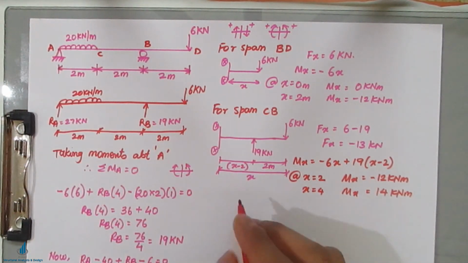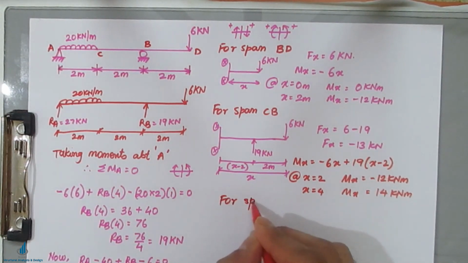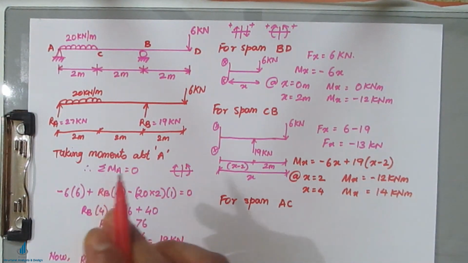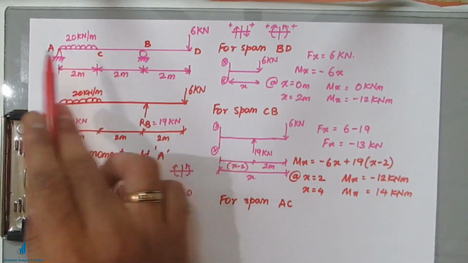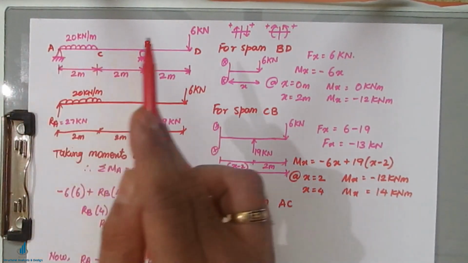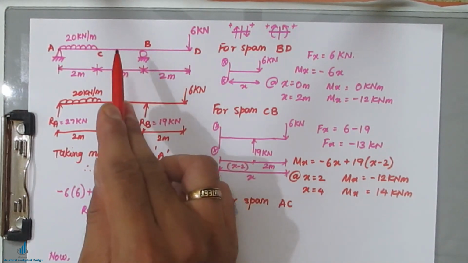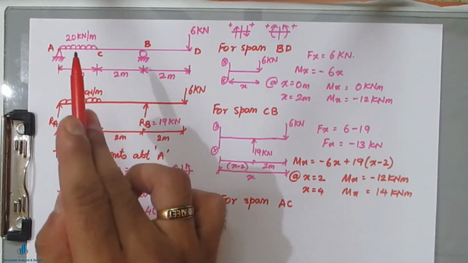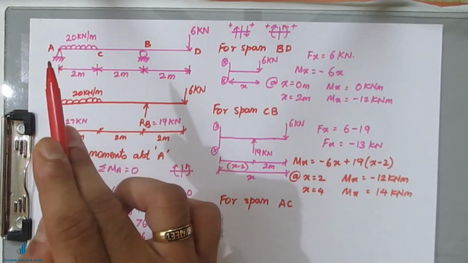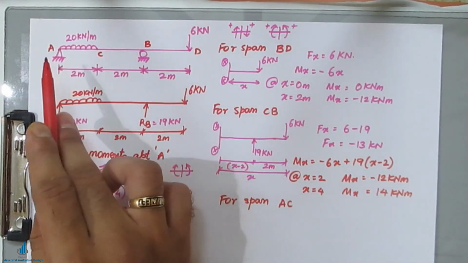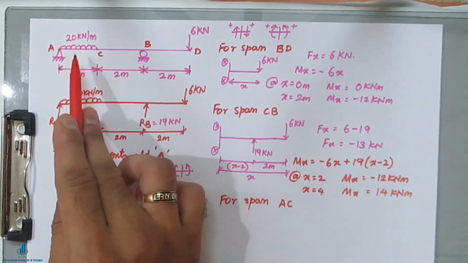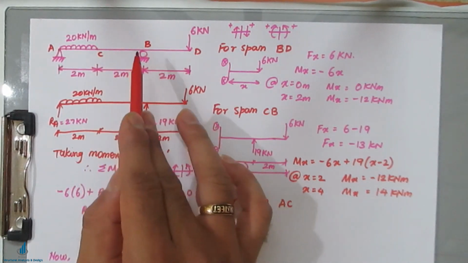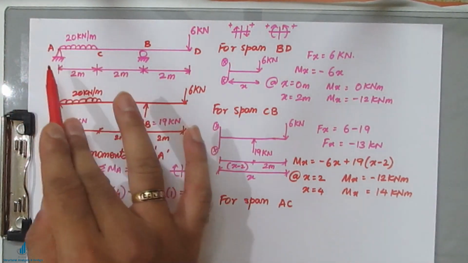Now for span AC, you have two options. Either you can come from the right hand side or from the left hand side. If you come from the right hand side, the calculations will be more, and if you choose the left hand side, the calculations will be less. It depends upon you. To make the calculations simpler, I will omit the right hand side portion and take the left hand side for this span AC.